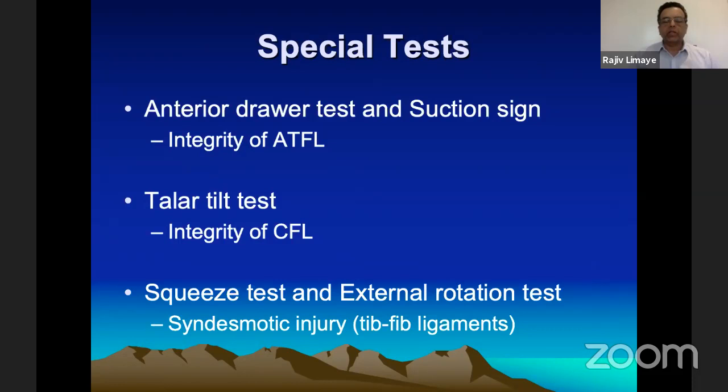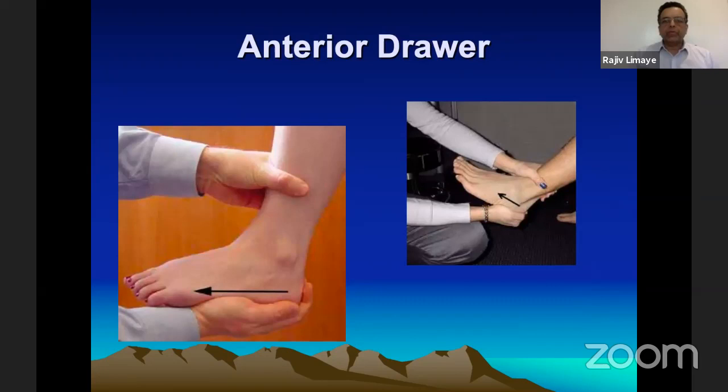So the anterior drawer test is performed as follows, and this is a very reliable test in chronic instability, but can also be seen in the acute setting. Essentially the patient's leg is like this, and the doctor holds the distal tibia and holds the calcaneus, and the foot is pulled forward. If there is abnormal motion in this region, with a formation of a little dimple or a positive suction sign, then it indicates that the anterior talofibular ligament is deficient.